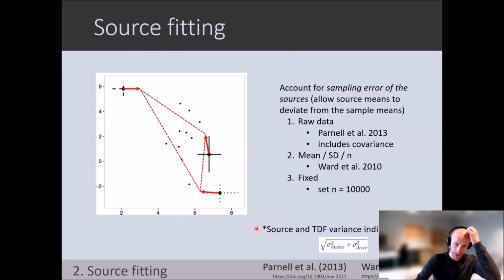And then one important point to note in this process is that in the MixSIAR equations, the variance of the sources and the trophic discrimination factor, or the trophic enrichment factor, is indistinguishable. So if you really don't know what those values are, then effectively you don't know where the sources are in the mixing polygon, and it adds uncertainty to your estimates of the proportions.